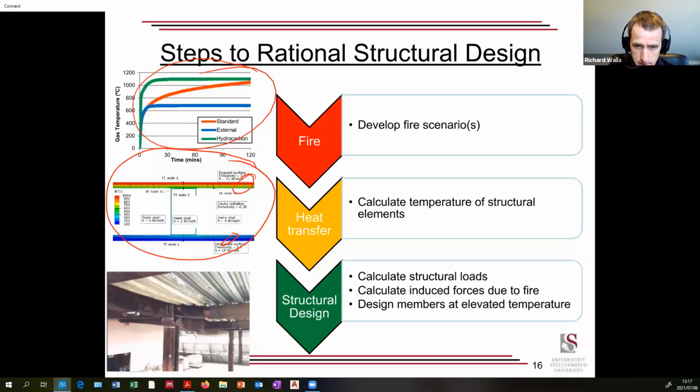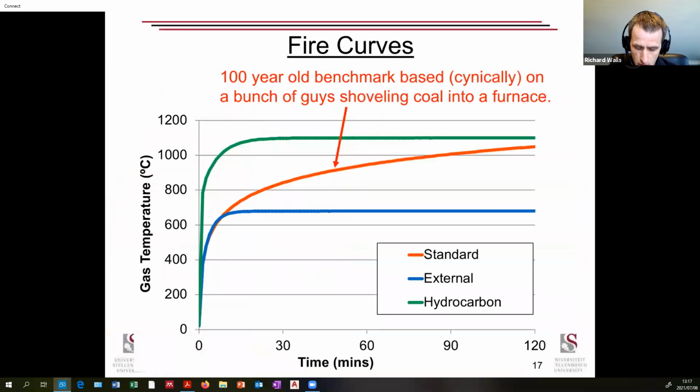Then once I know how hot my system is, I design the system, calculating structural loads, calculating induced forces, and designing the member at elevated temperatures, and we run through it. So most of this is done on the standard fire. So whenever you hear 30 minutes, it's 30 minutes of the standard fire.